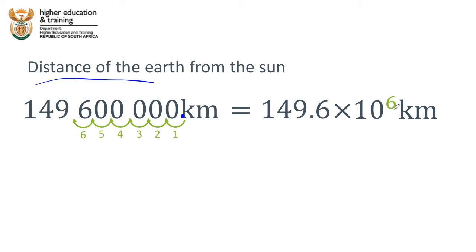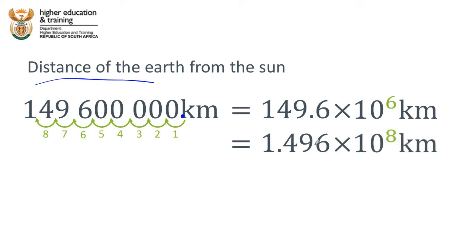But we could go a little bit further. We could continue to move the decimal point, perhaps another one or even two spaces. Now we can rewrite this number as 1.496. But now, because we've moved the decimal point 8 places, we need to multiply that by 10 to the power 8. All of these numbers, this very large number, 149.6 times 10 to the power 6, or 1.496 times 10 to the power 8, all of those numbers mean exactly the same thing. Each of them means 149,600,000 kilometers.